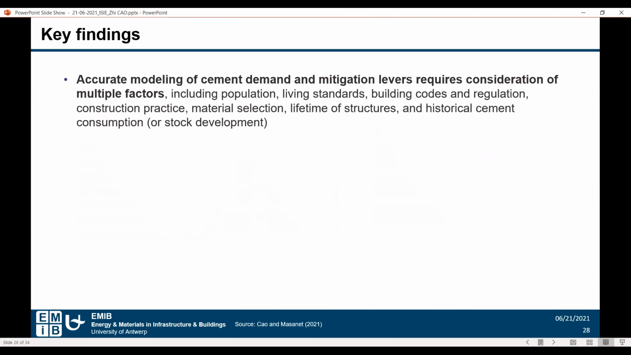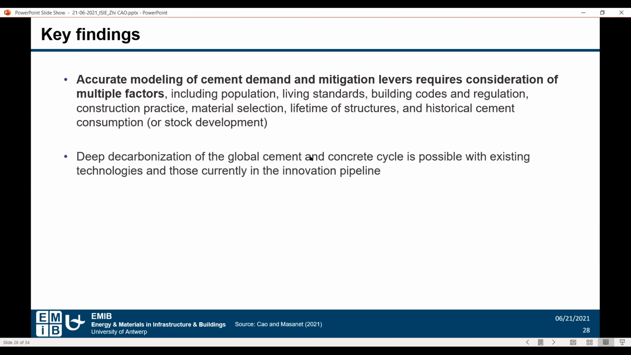And here come a few key findings from our study. The first finding is that accurate modeling of cement and concrete demand and mitigation levers requires consideration of multiple factors, including population, living standards, building codes and regulation, construction practices, material selection, lifetime structure, and historical stock development. The second conclusion is that deep decarbonization of the global cement and concrete cycle is possible with existing technologies and those currently in the innovation pipeline.